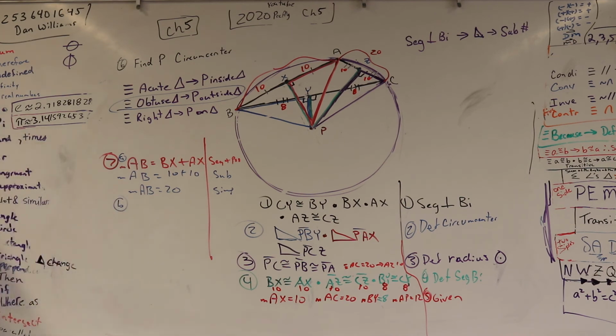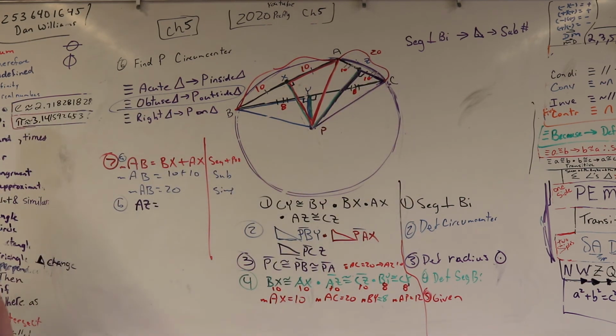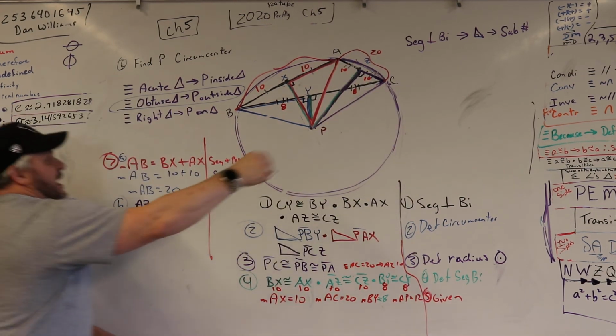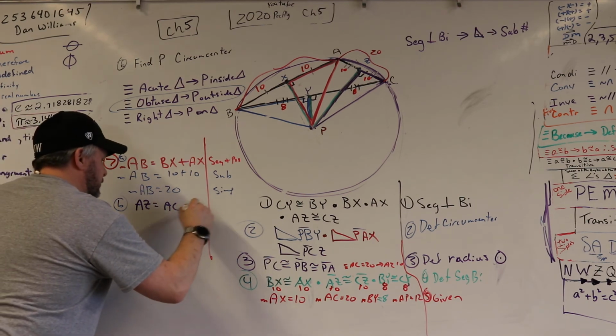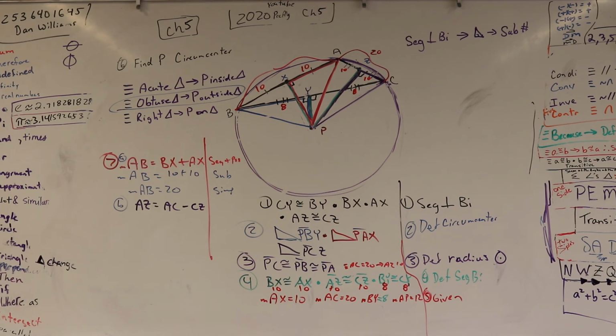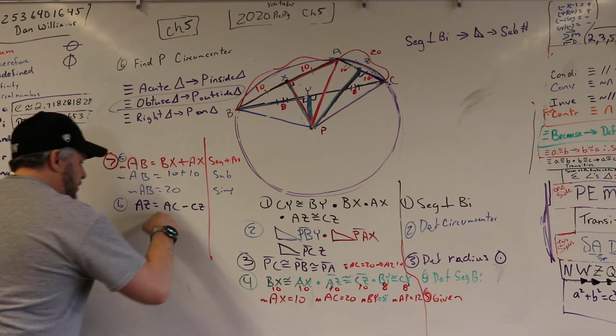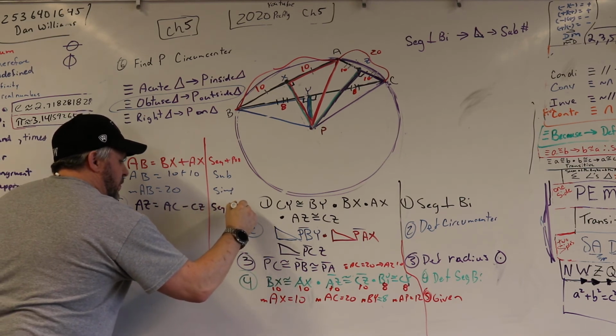7 part B. It asks AZ. AZ is equal to what? Well, AZ is equal to AC minus CZ, right? Okay, do we know any of these numbers? We know AZ is 10. So this is segment addition postulate.